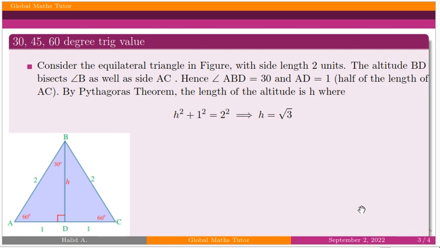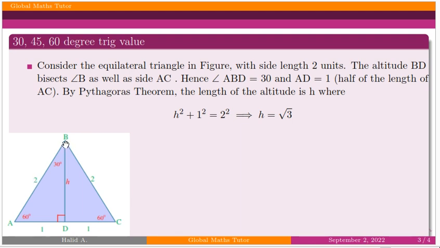Like this, for 30 degrees and 60 degrees, let's consider an equilateral triangle ABC in our case. Since it is equilateral, meaning having the same sides and the same angles, let it have a side of 2 units. So each side AB, BC and AC has a length of 2 units. Then let's bisect this equilateral triangle into 2.